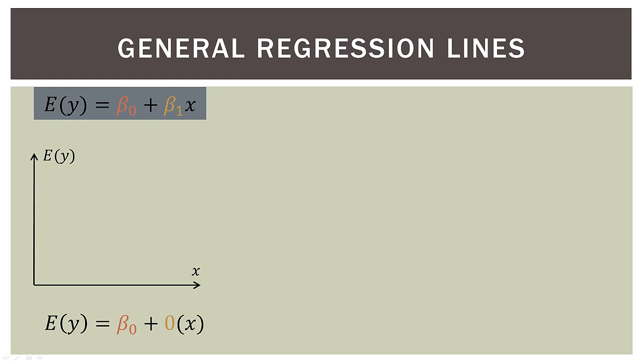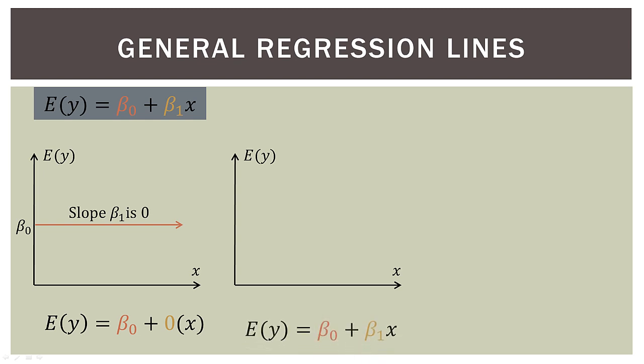So what is that saying? Well, that's saying that the slope is 0. But if we go ahead and multiply this out, we end up with just expected value of y equals beta sub 0, because everything to the right of that is 0 because of the multiplication. So on our graph, if our slope is 0, it looks like this. The line is flat. That is a line with a slope of 0. So the slope, beta sub 1, is 0. Now the second type might look like this.